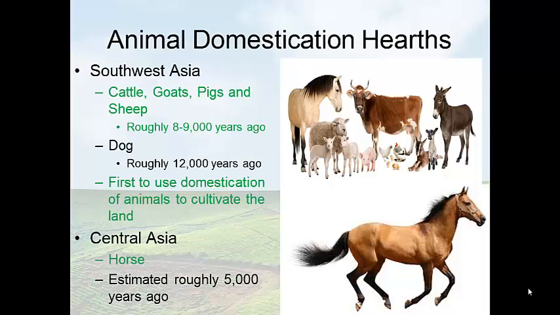What also was happening around the same time was domestication of animals. So now we have domestication of animal hearths. In Southwest Asia, where we just started talking about, cattle, goats, pigs, and sheep, roughly 8,000 to 9,000 years ago, began to be domesticated, either to be used on farmland or actually to be eaten. Dogs as well were domesticated roughly 12,000 years ago for other purposes such as hunting. If we look at Central Asia, they were the first to domesticate the horse, mostly for transportation use and also for war, and this happened roughly 5,000 years ago.